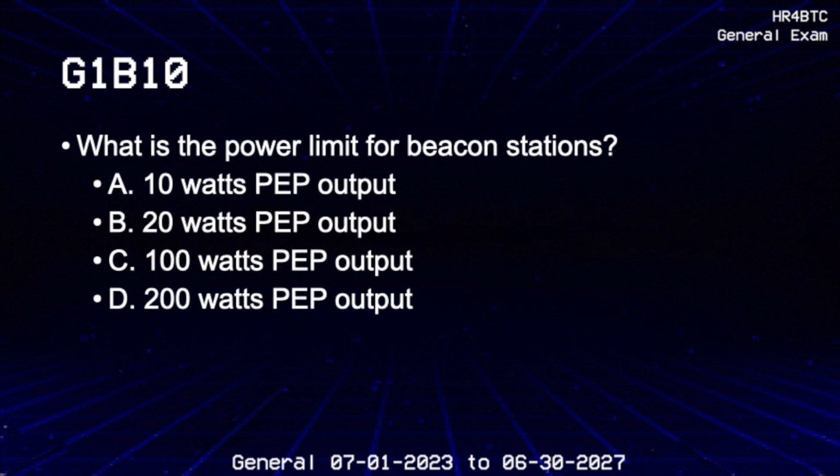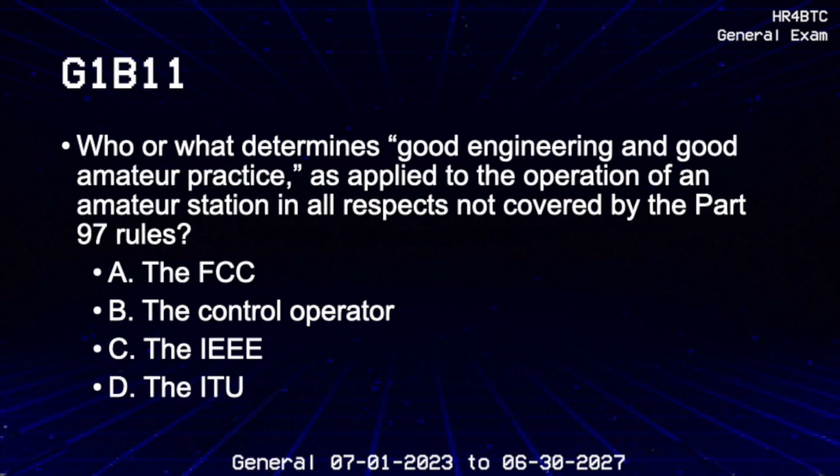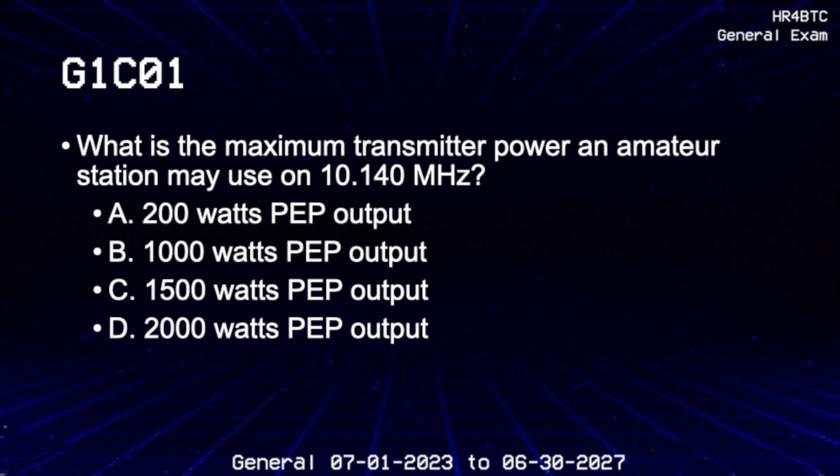What is the power limit for beacon stations? 100 watts, PEP output. Who or what determines good engineering and good amateur practice, as applied to the operation of an amateur station in all respects not covered by the Part 97 rules? The FCC. What is the maximum transmitter power an amateur station may use on 10.140 MHz?